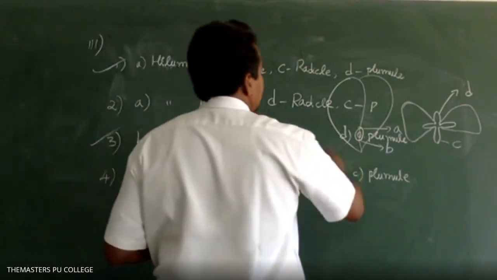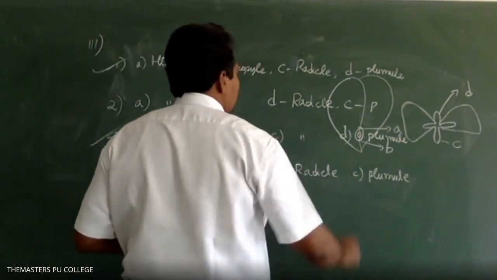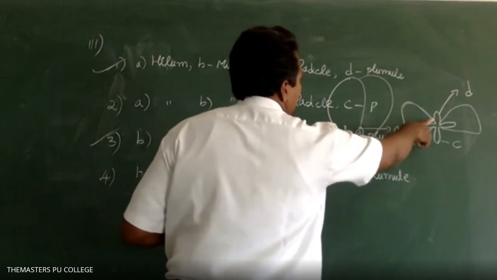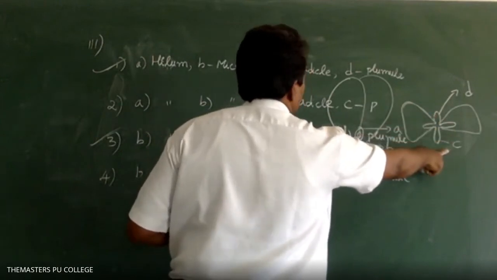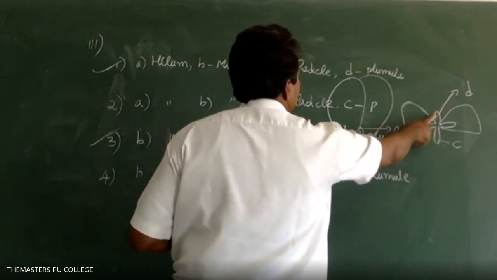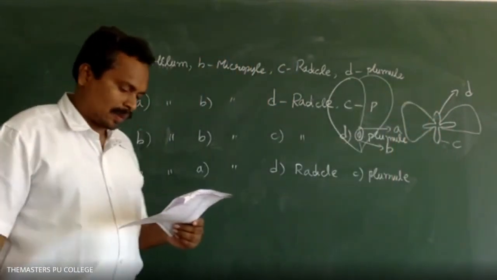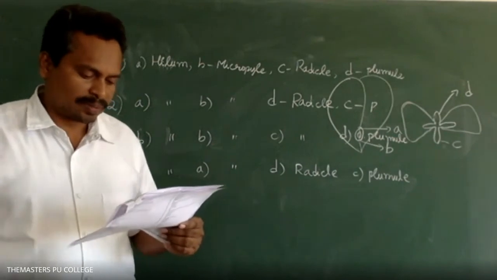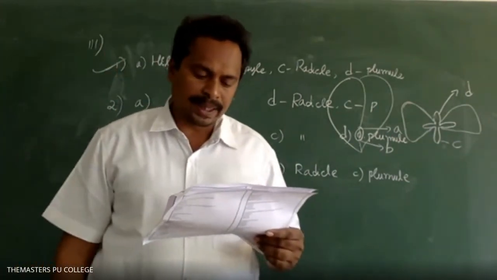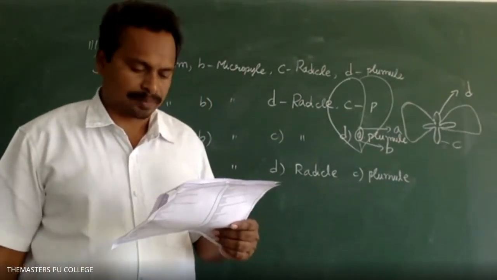That A is testa, B is micropyle, C is the radicle, D is the plumule. Next question, 112. Identify A, B, C, D from the following diagram.